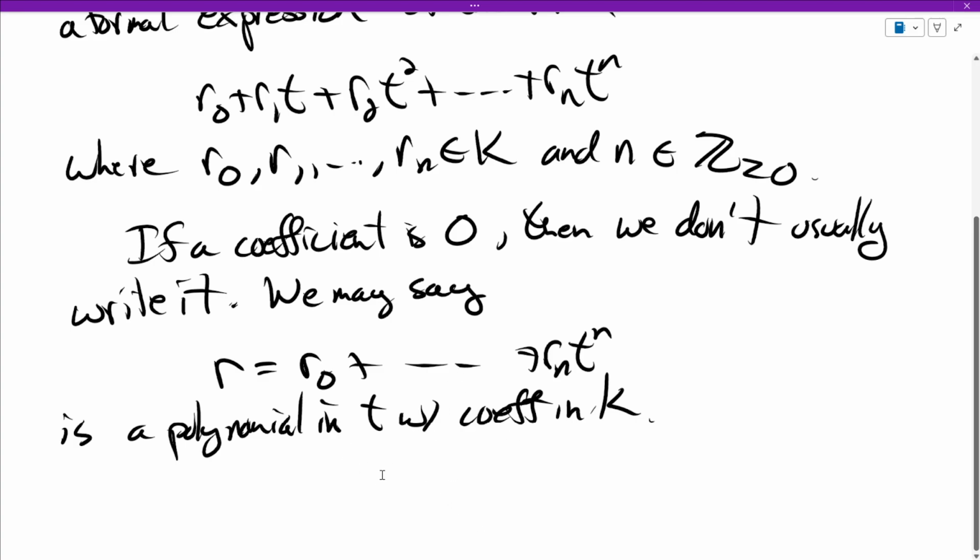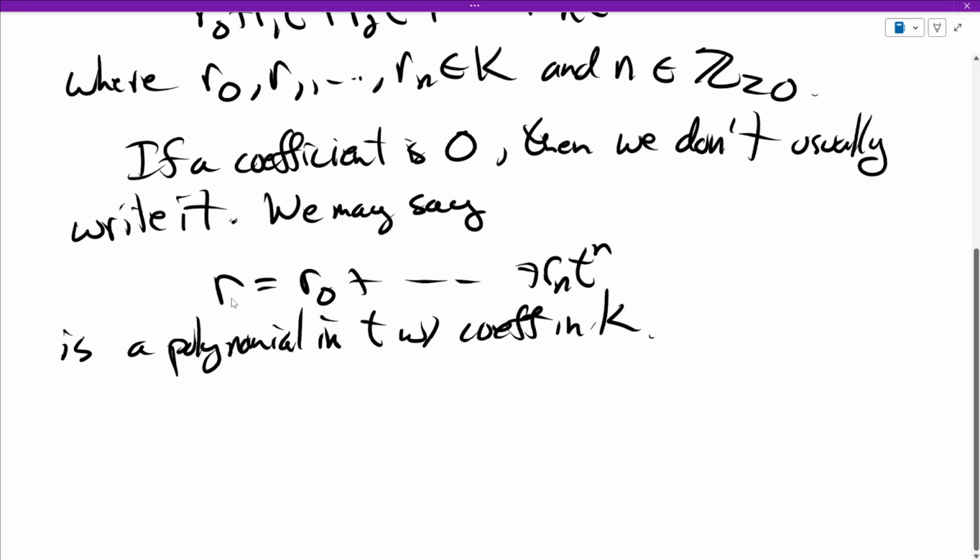So, you've dealt with polynomials your whole life. The only thing that's going on here is that we're restricting our coefficients to be in C, and we may even restrict them to be in a subfield of C, and we will do that. Let me say one last thing here.